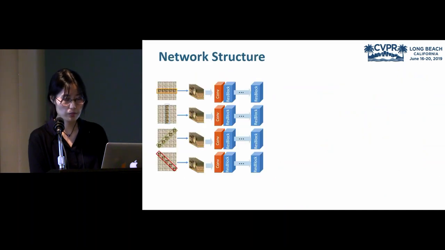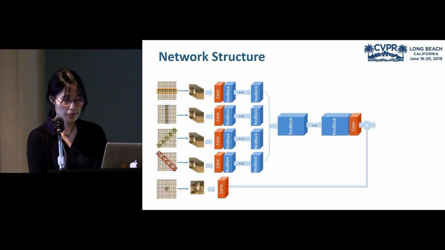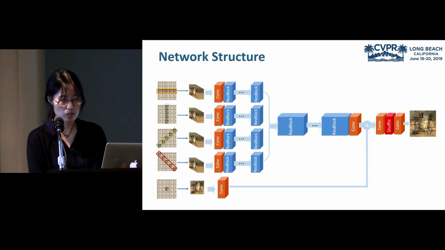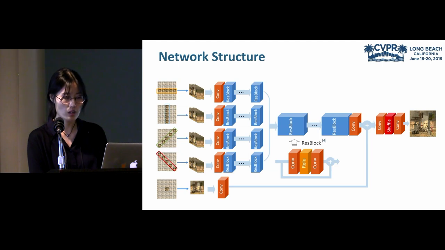This is our network structure. The view images are grouped into four stacks according to their directions and are fed into four branches. After extracting subpixel information in each direction, the features are simply concatenated to further learn the residual information between high and low resolution images. We then use one upsample layer to obtain the final images.